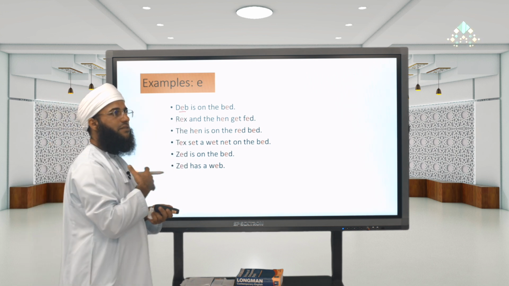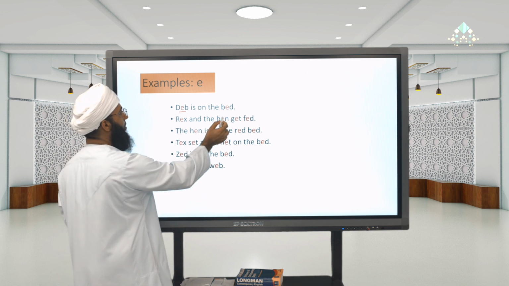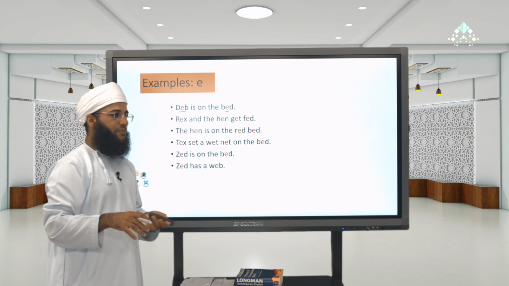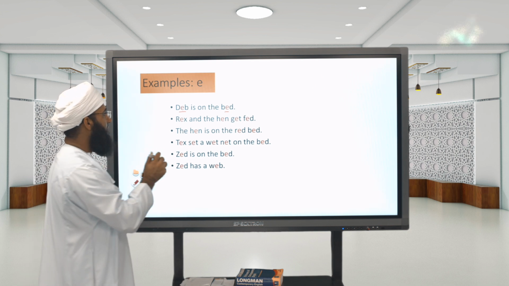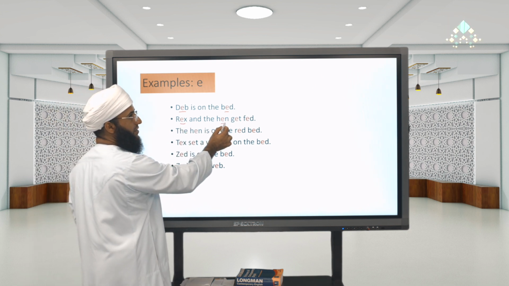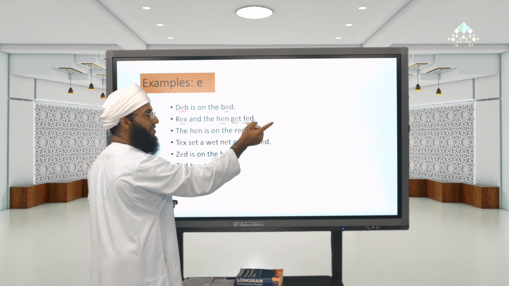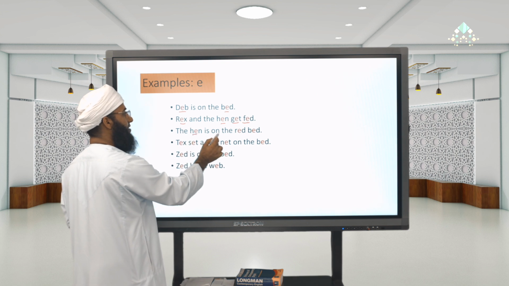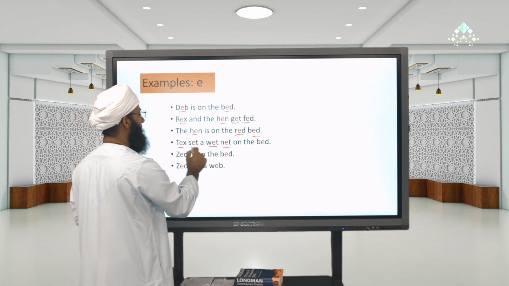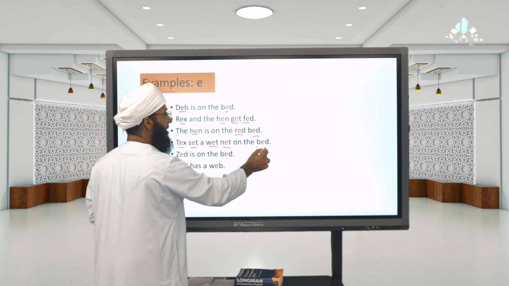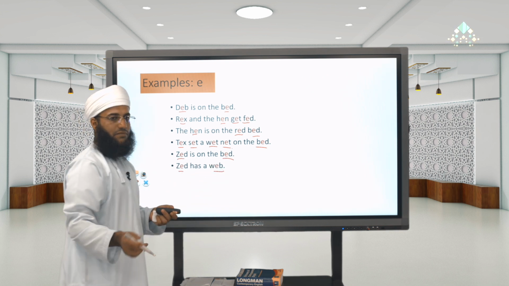Deb, I say Deb, not Dib or Dab. Deb is on the bed. It's maybe boring somehow, but just to improve your hearing. Rex and the hen. Rex and the hen get fed. The hen is on the red bed. Tex set a wet hat. Tex set a wet net on the bed. Z is on the bed. Z has a web. Okay?